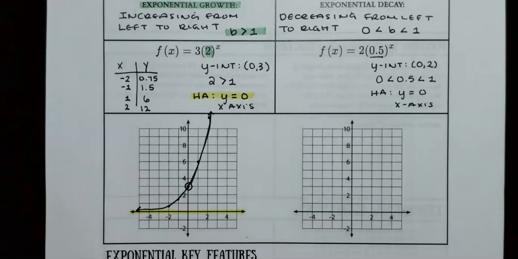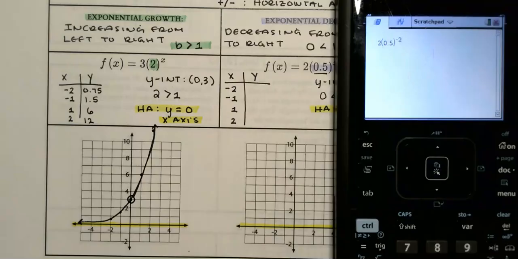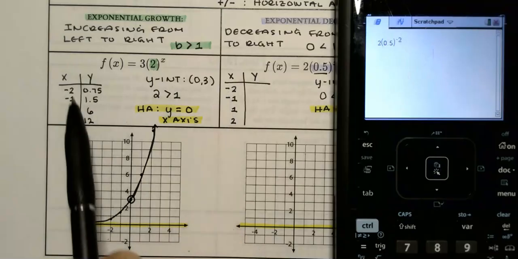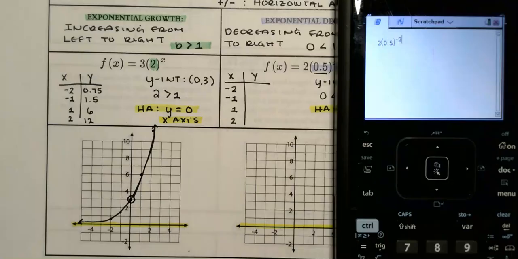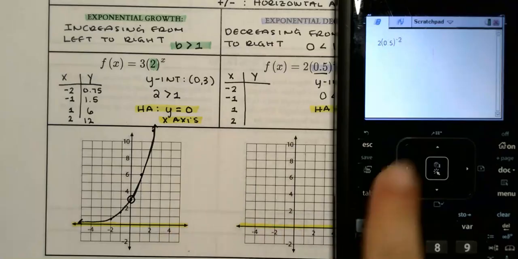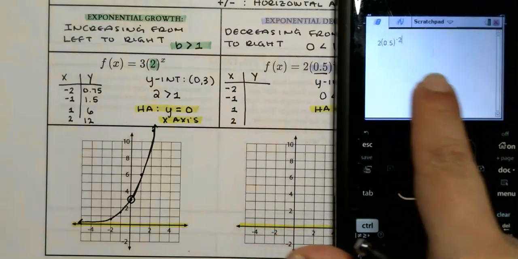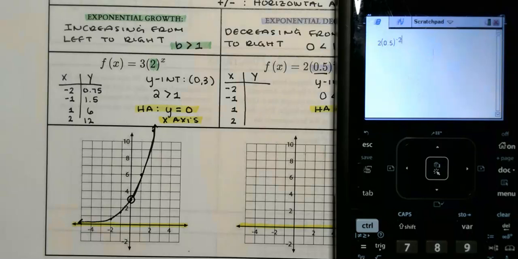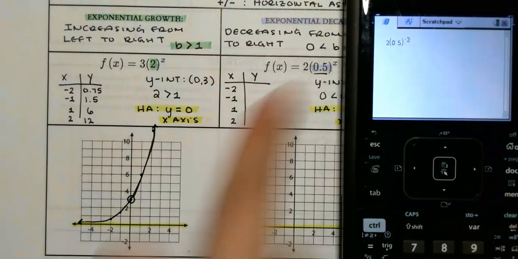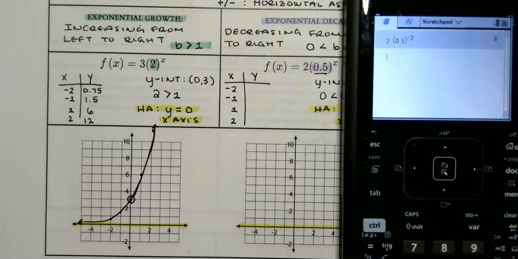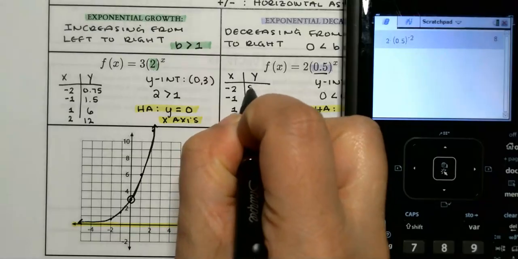So let's go ahead and create a table and plug in some points. All right, so I went ahead and created my table. I'm using the same numbers because when it comes to exponentials, you want to use the smaller numbers. So with that being said, let's go ahead and type it in. We're going to do 2 times 0.5, and then I'm raising it to the -2, because remember, our x value is an exponent. So we do that and we get 8. So this is going to be 8 right here.